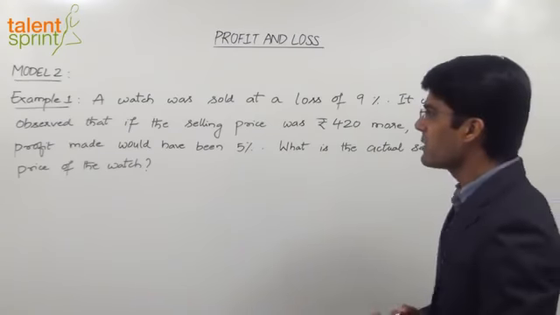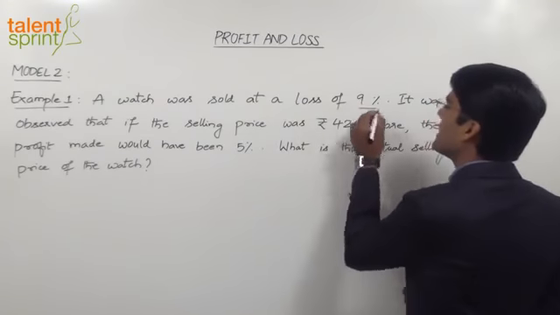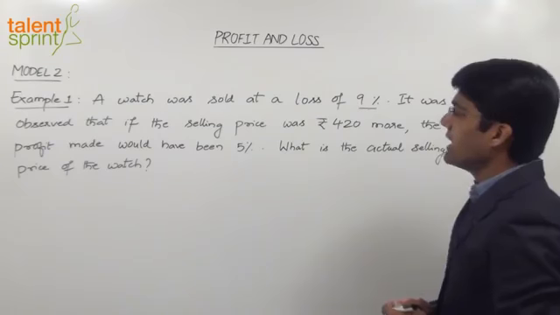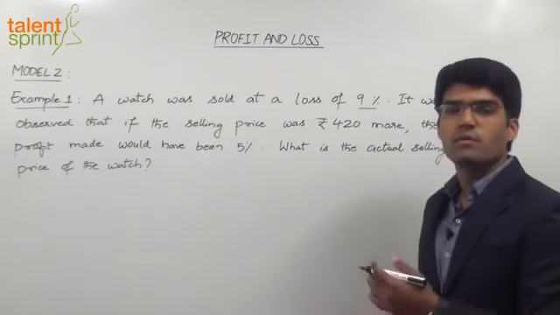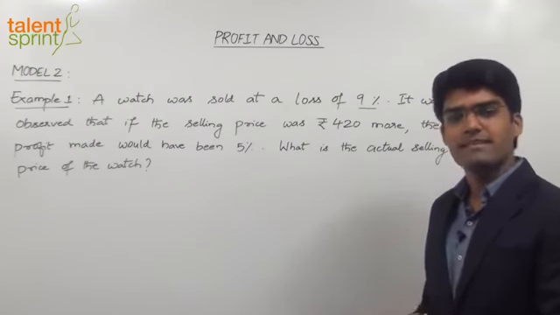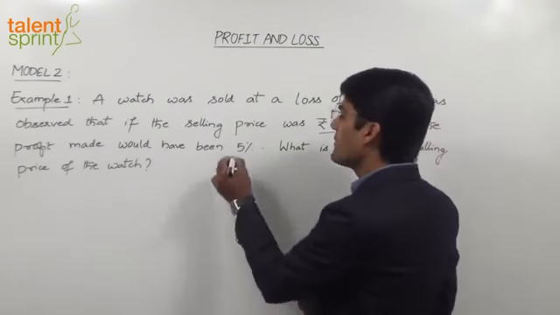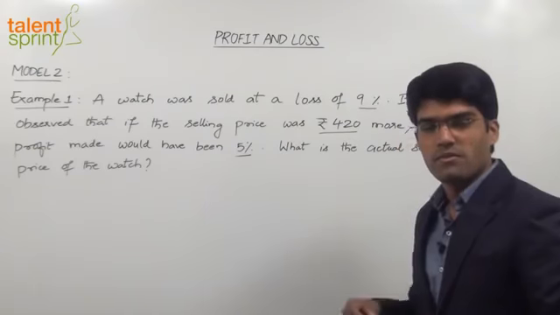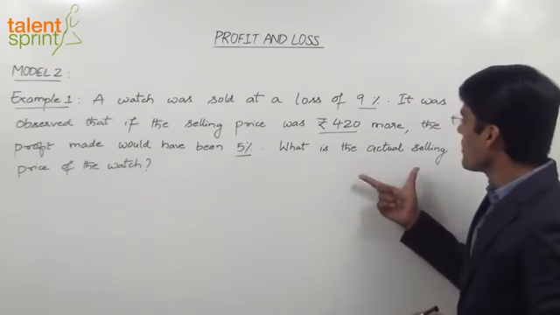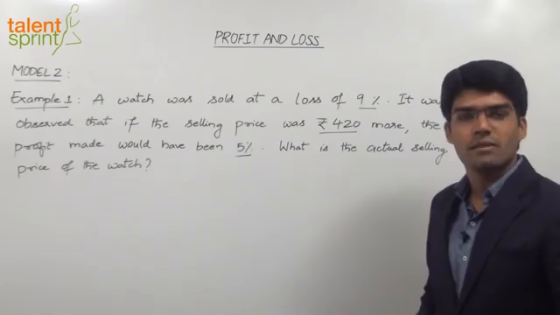So as you can see here, the question says a watch was sold at a loss of 9%. It was observed that if the selling price is 420 more, that means if the selling price is increased by rupees 420, then there will be a profit, and that profit would be equal to 5%. So from this data, we are supposed to find out what is the actual selling price of the watch.